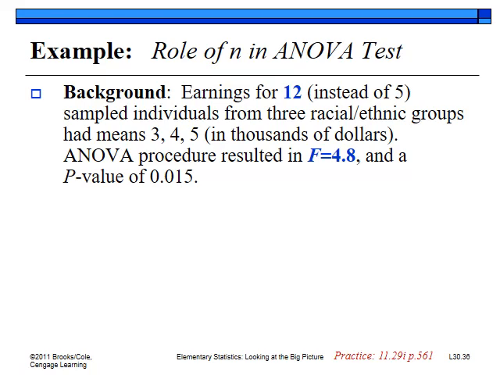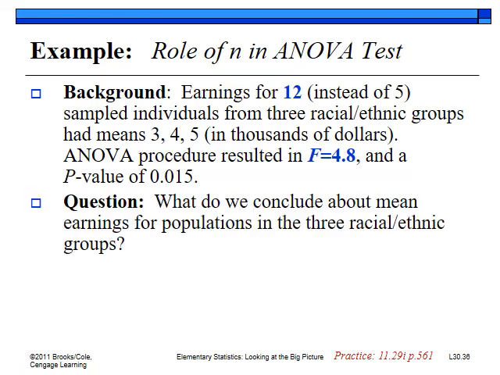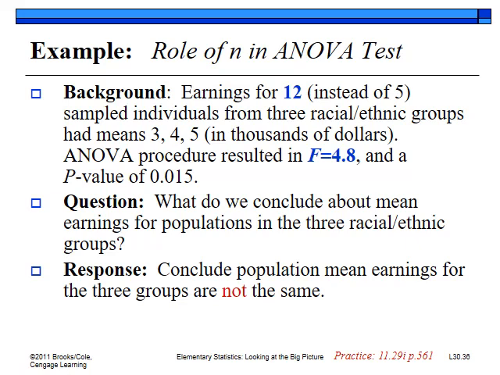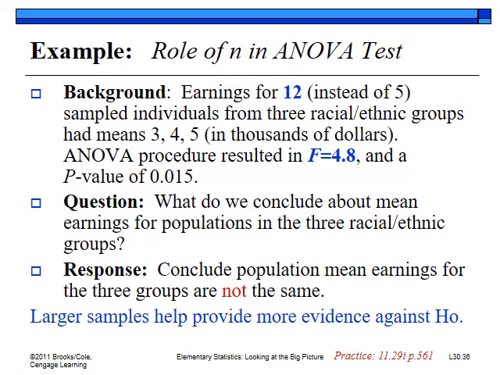Now, what if we bumped up the number of people in each group to 12 instead of 5, with the same means and the same standard deviations? Well, in that case, we get an F statistic of 4.8, which corresponds to a p-value of 1.5%. What would we conclude in this case? Well, 12 instead of 5 is a much bigger sample. So we're going to reject the null hypothesis that the population means are the same, and we'll conclude that they must not be the same. Remember, larger samples give more evidence.